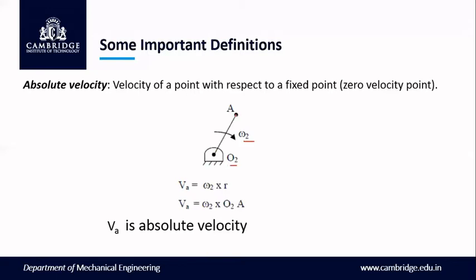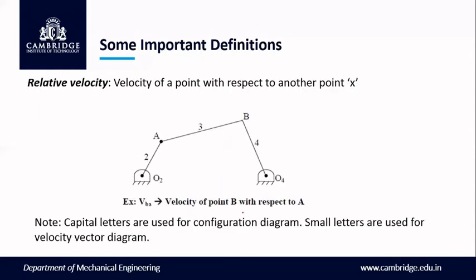This velocity can be found by the formula, that is multiplying the angular velocity with respect to the length of the link, that is omega 2 into r, or omega 2 into length of O2A. As we have absolute velocity, at the same time we have another velocity called relative velocity.